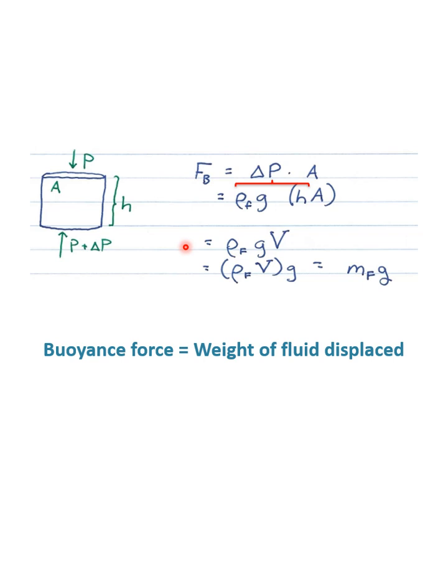So put those together, we have density of fluid times volume times g, and remember density times volume is mass, and here I've just worked out Archimedes' principle. We started at the top, which is that the buoyancy force is equal to the mass of the fluid times g, and that is the weight of the fluid that's been displaced.